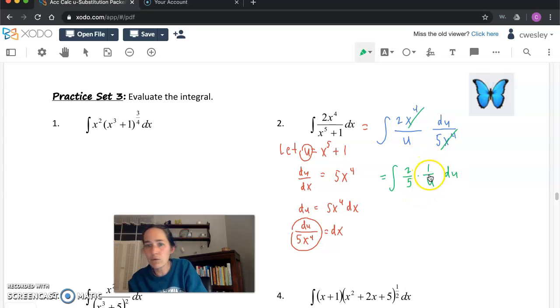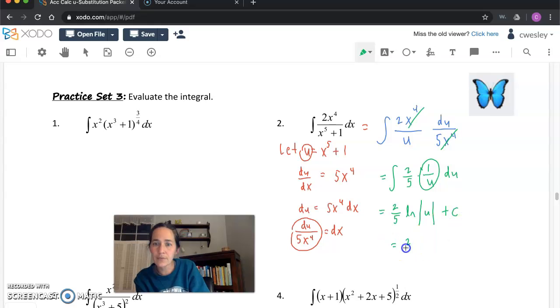Either way, we know this guy has his own special rule. The function whose derivative is 1 over x or 1 over u is going to be the natural log of the absolute value of that. So we've got 2/5 times ln of the absolute value of u, plus c. And then leaving our final answer, the finishing touch, x to the 5th plus 1 was our u. 2/5 ln of the absolute value of x to the 5th plus 1, plus c.